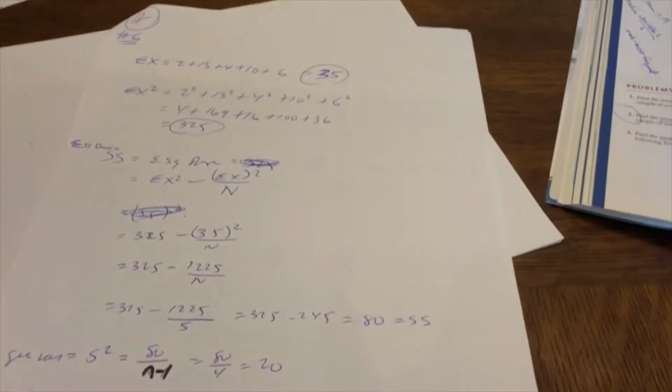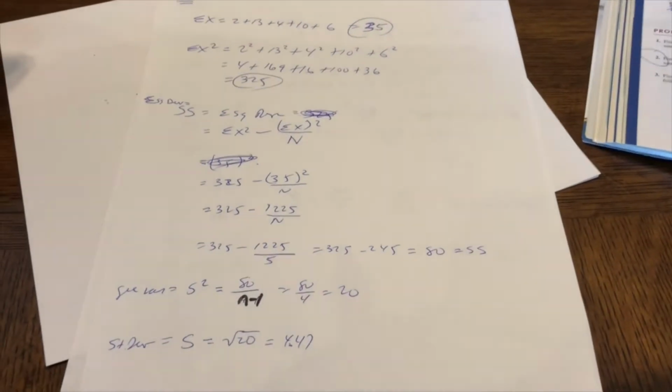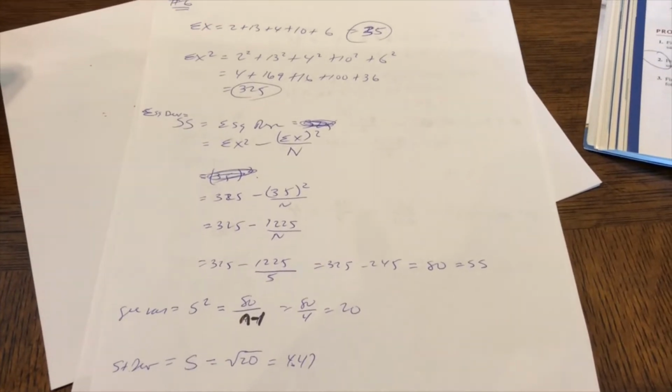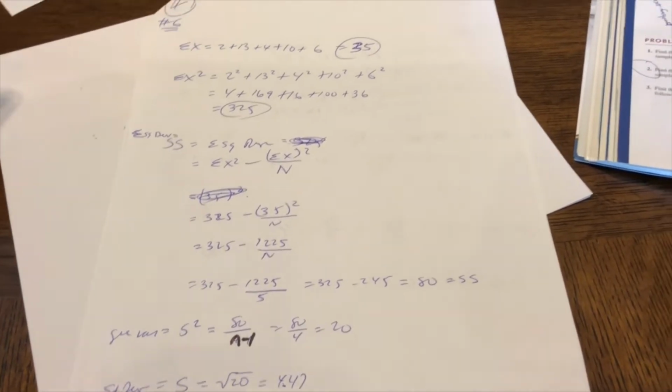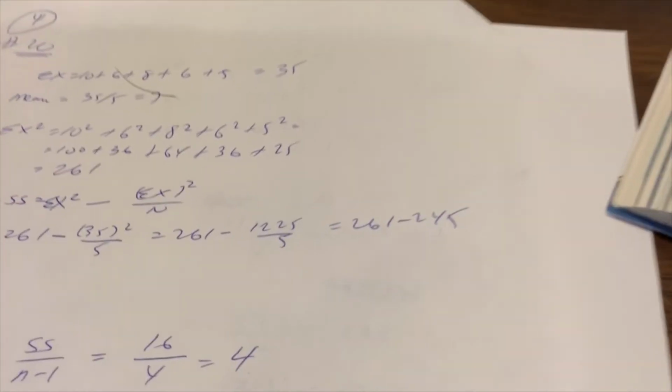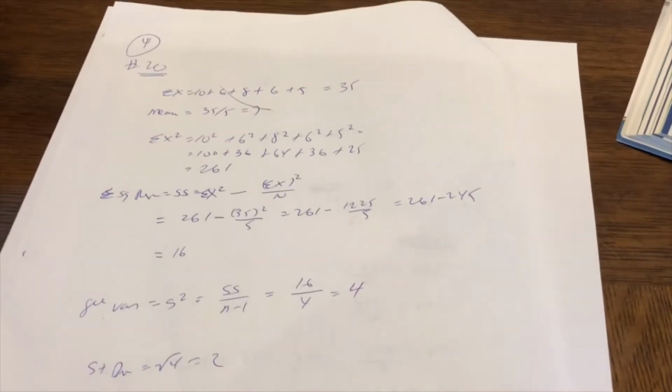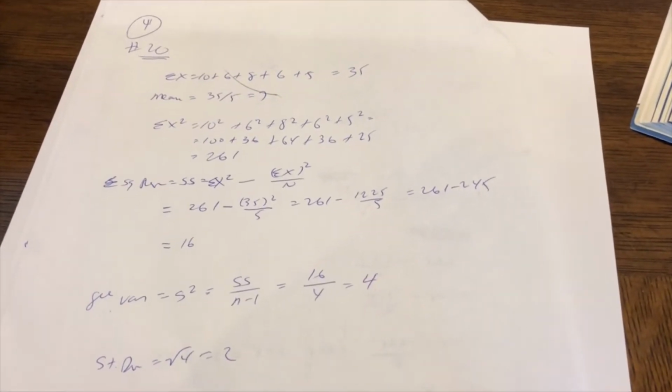All right. And then here's number 6 that we just did in chapter 4. You can pause it. Get all of that. Here's number 20, chapter 4. We go from 6 to 20, so I'll just show everybody the work, and I apologize for my handwriting.